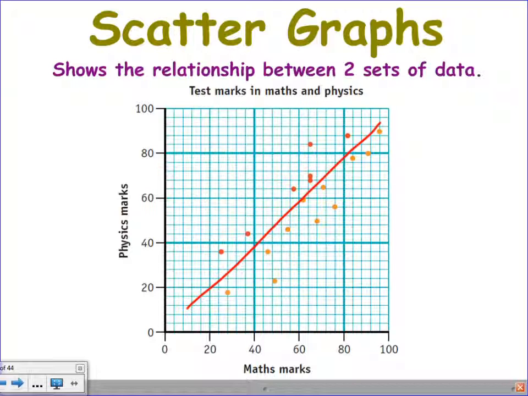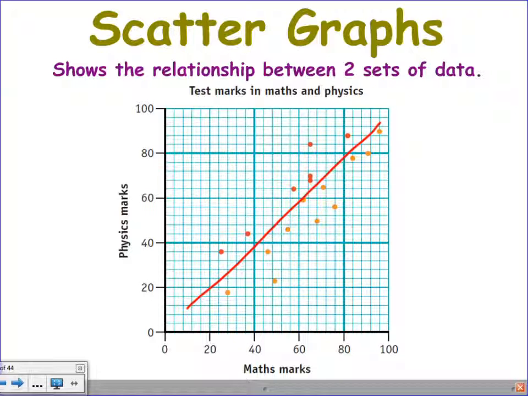Okay? So it plots two sets of information. You will be asked to plot a line of best fit. You will be asked to discuss what sort of correlation it is. Strong or weak, positive or negative. There's one final thing I want you to do, is once you've drawn your line of best fit, okay, they will say, okay, Joe Bloggs is a student, he's just joined the school, and he gets 40 in his maths test. What do you expect him to get in his physics test?